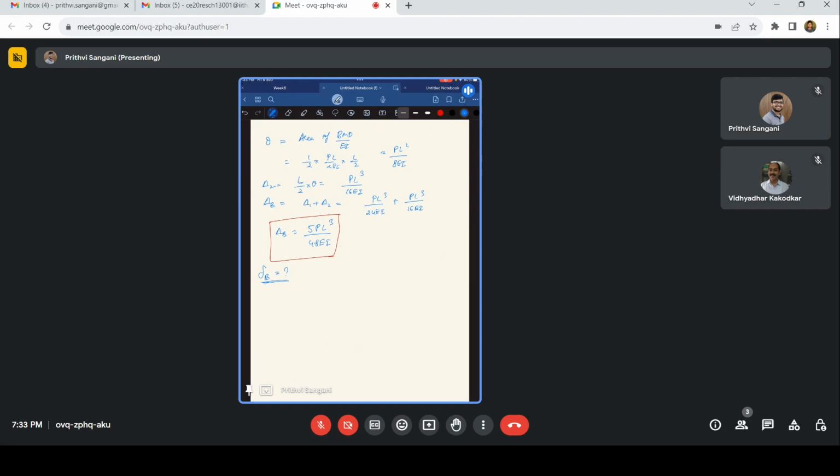The number of unknowns are 9. Number of equations available are 3. So 9 minus 3 is 6. So externally it is indeterminate. Obviously, you have 9 minus 3, which is 6, which is external indeterminacy. So external indeterminacy is 6 in this case.